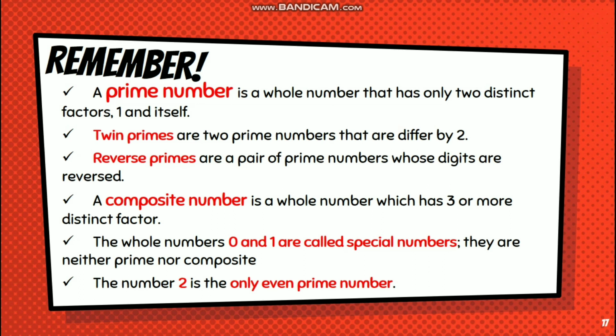The whole numbers 0 and 1 are called special numbers because they are neither prime nor composite. The number 2 is the only even prime number. Take note of those important points. That ends our video tutorial for today. I hope you learned something from this tutorial. Thank you.